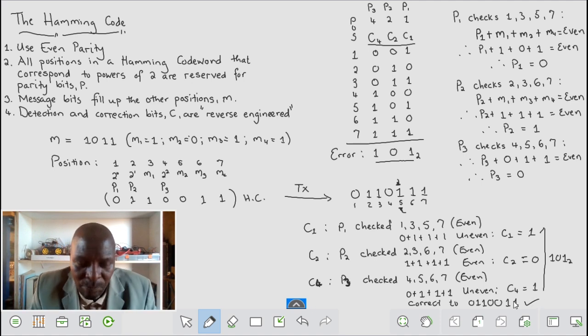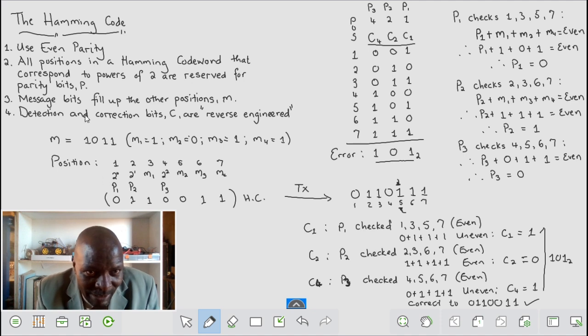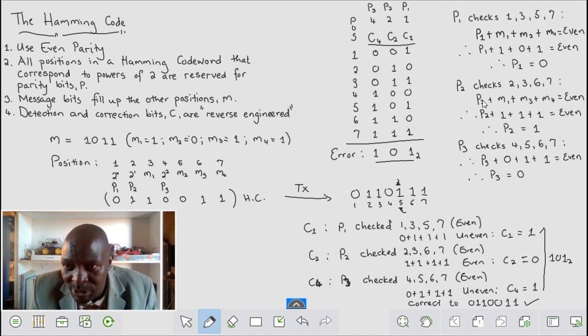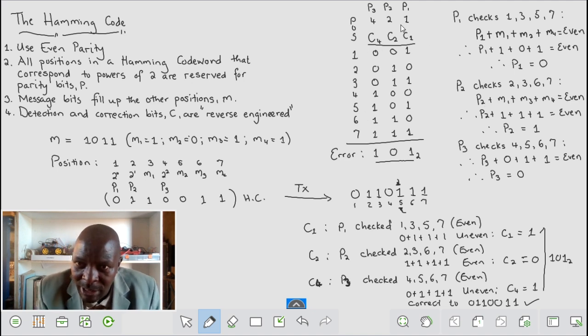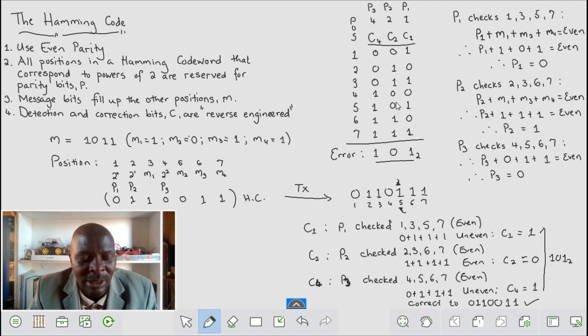So you can see how we reserve. First of all, we are using even parity. Then all positions that are powers of 2 are reserved for the parity bits. The other message bits fill up the rest. All you do is your parity bits just know which one checks what, and at the end of the day, the correction bits are just a layout. They represent the position number in binary of the bit that has gone over.